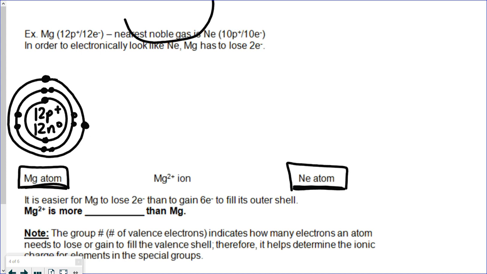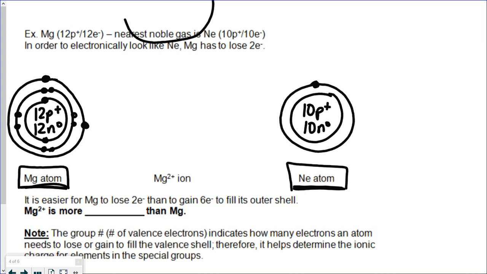And then looking at neon. So neon has 10 protons. We know it has 10 neutrons as well, because neon has a mass number of 20.18, which is pretty close to 20. So it will have 1, 2 in its first shell. And then, again, representing 10, it will have 8 in its second shell. So that's what neon looks like.